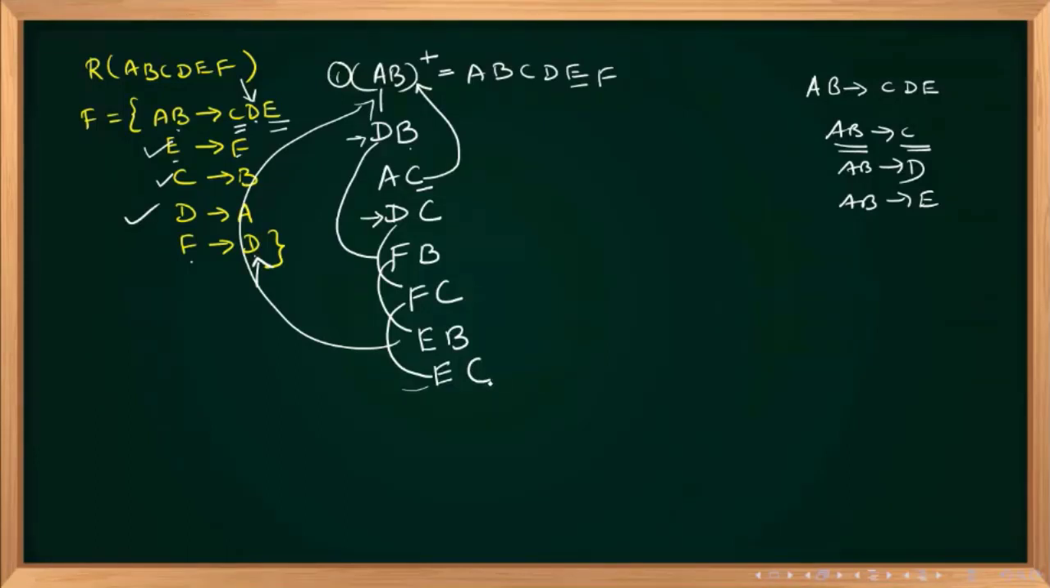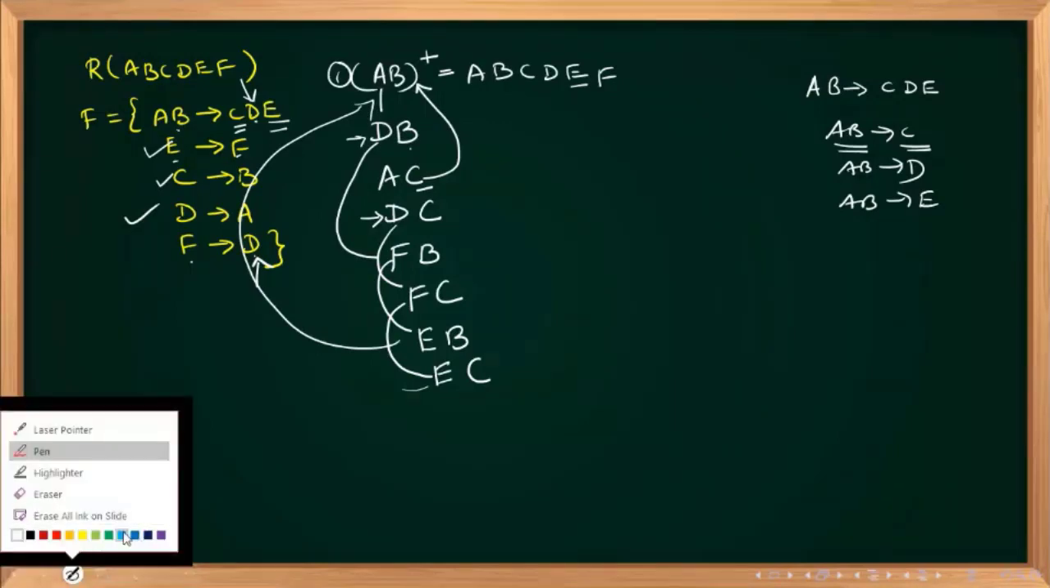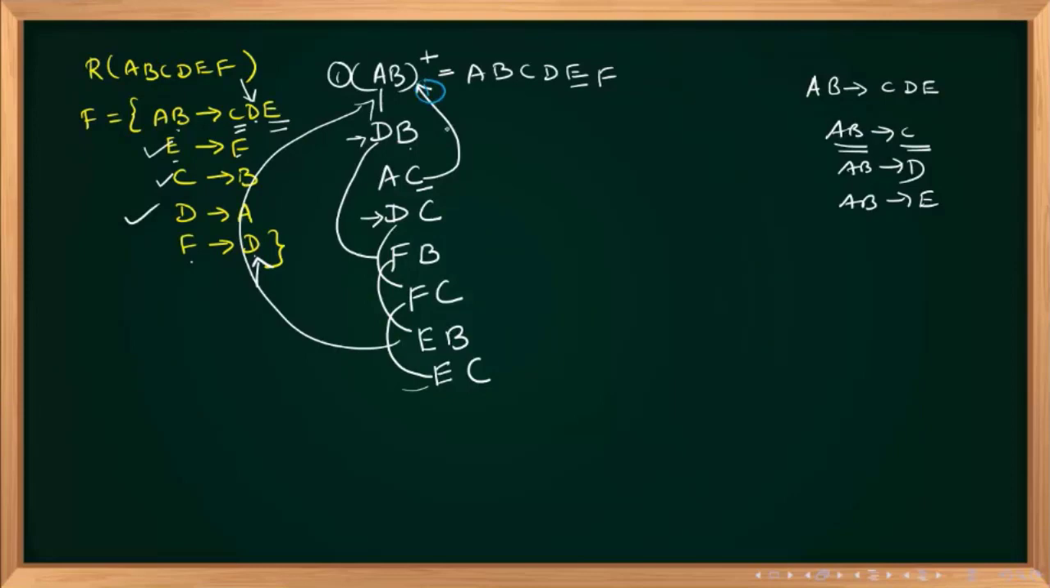Okay. So any new attribute is coming means you have to substitute and check whether anything new else is coming or not. So once all the attributes are substituted, you can stop. So how many did I get? I got 1, 2, 3, 4, 5, 6, 7, 8.